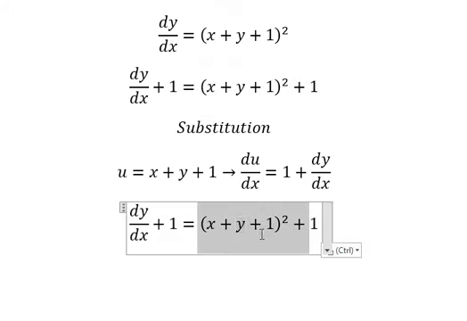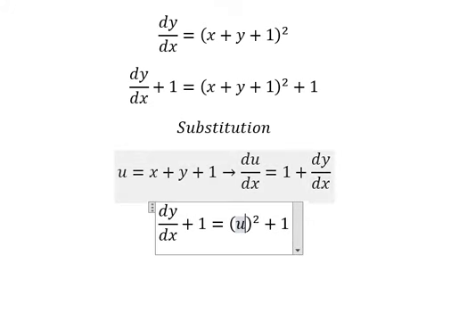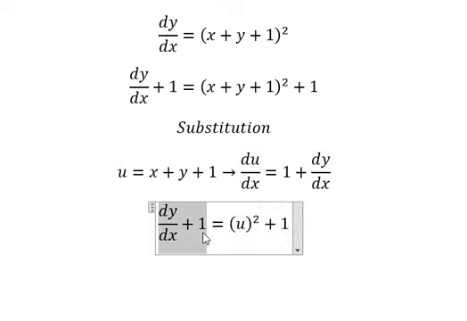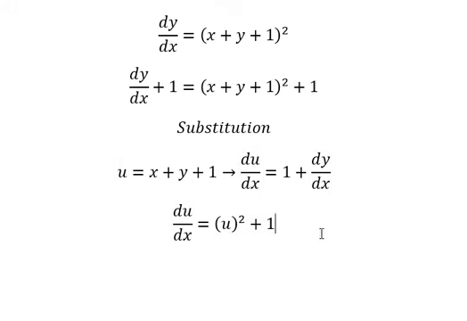So this one, we change by u. This one, we change by du over dx. Next, this one we put on the left, the dx we put on the right.